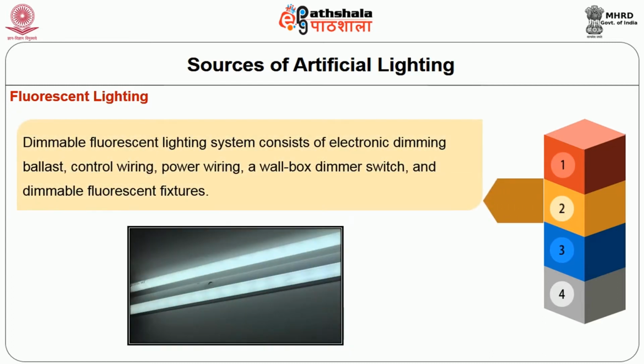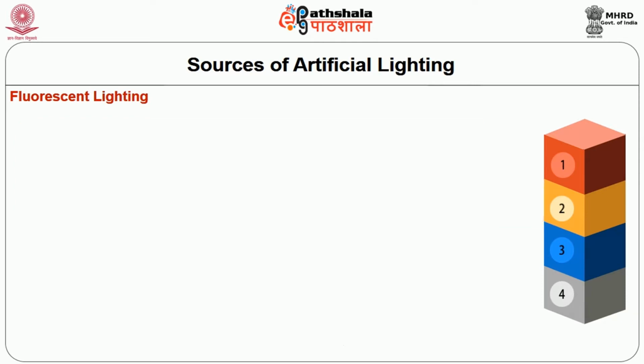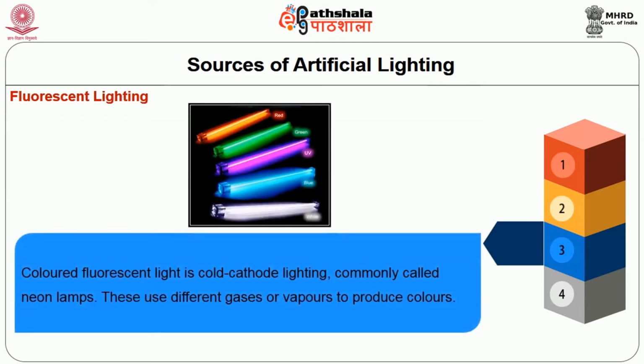Dimmable fluorescent lighting system consists of an electronic dimming ballast, control wiring, power wiring, wall box dimmer switch and dimmable fluorescent fixtures. Colored fluorescent light is cold cathode lighting, commonly called neon lamps. These use different gases or vapors to produce colors.